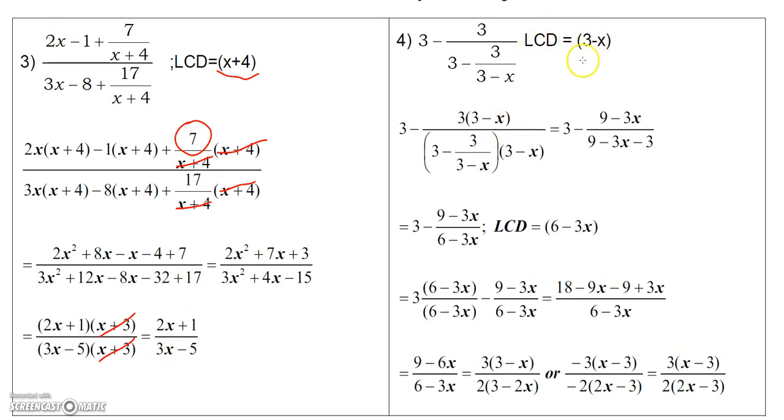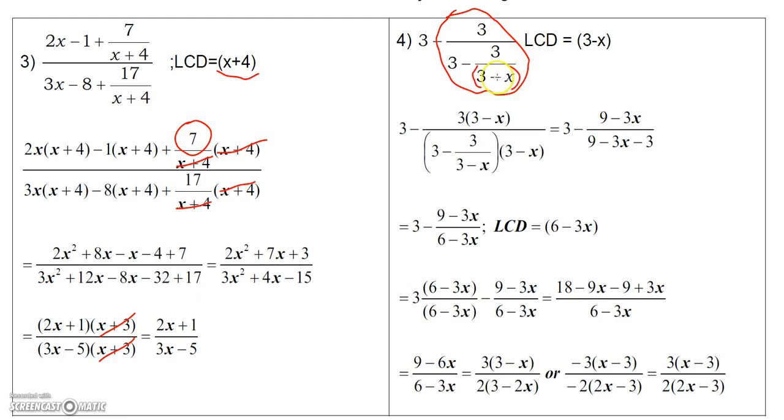Okay, now the last one here, it's kind of different from the others. But notice here, I have a common denominator of 3 minus x. So I'm not going to worry about this 3 for now. I'm just going to focus on this fraction right here. So I want to eliminate the fraction here, the 3 over 3 minus x.